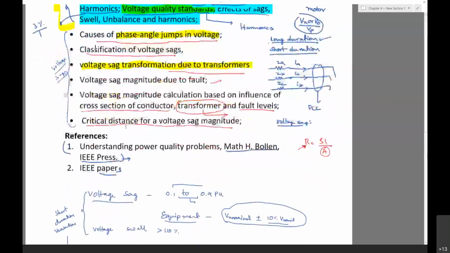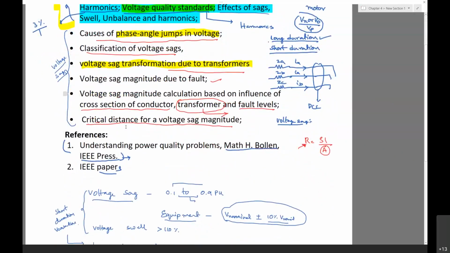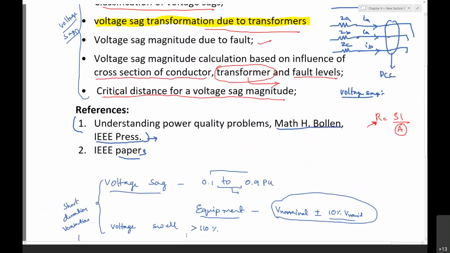Up to this unit, you will be having the mid examination.